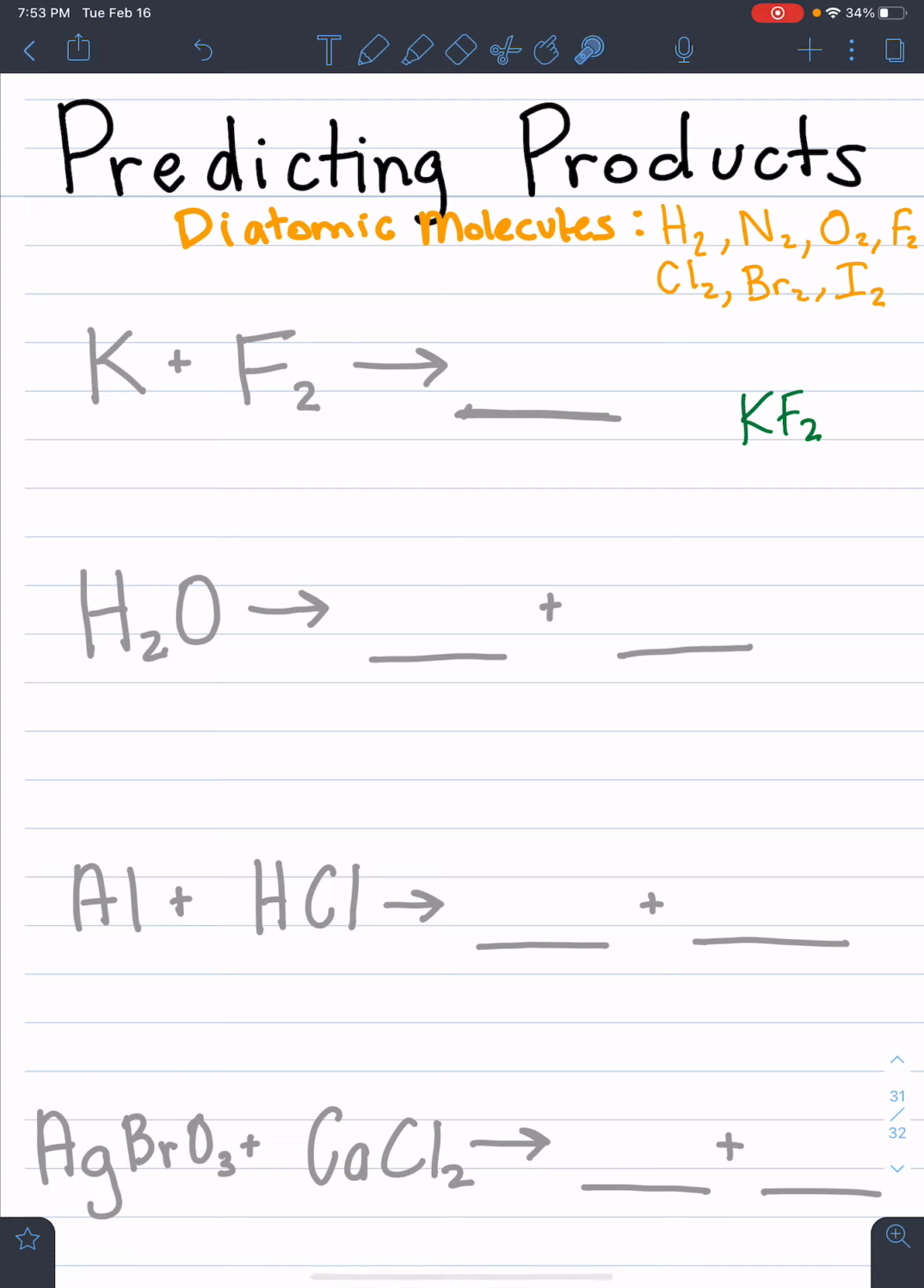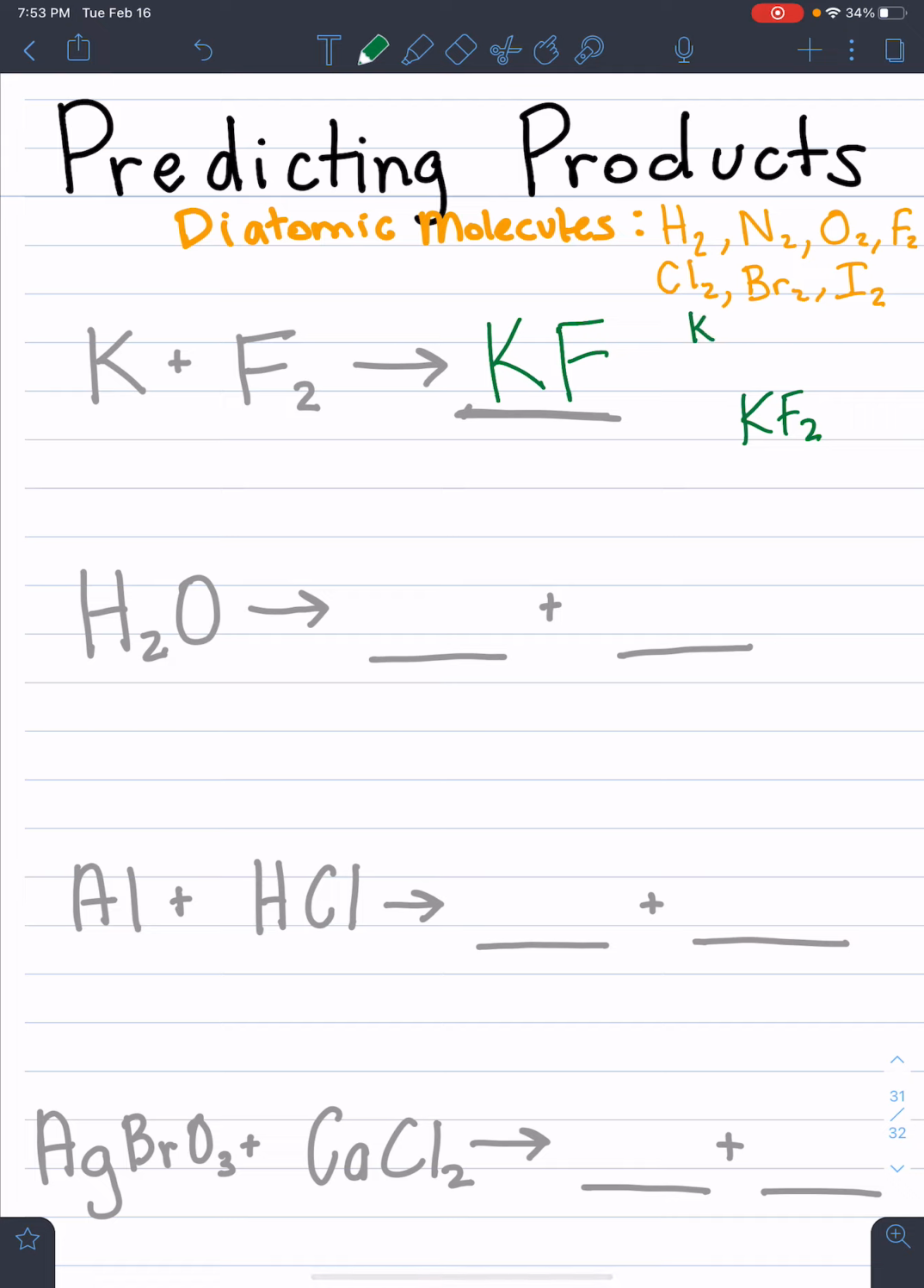Now from K and F2, you might think our products would be KF2, which is almost correct. If you're thinking this, you're on the right track. But our products are actually going to be KF. Alright, so we'll see that this is going to be a combination reaction where K and F, they're going to combine to form KF.